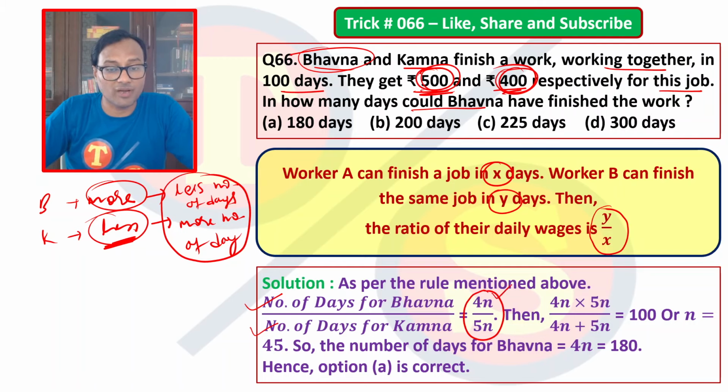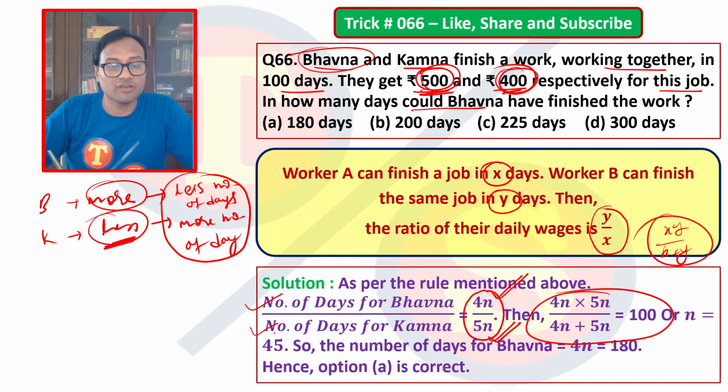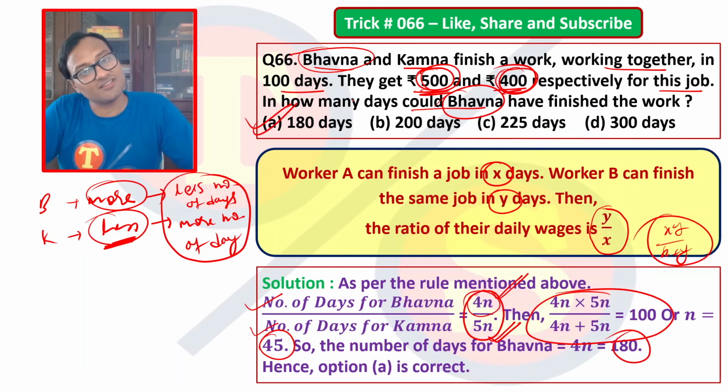So suppose for Bhavna it is 4n, for Kamna it is 5n. So now I know that in 4n days Bhavna can complete the work, and in 5n days Kamna can complete the work. Apply the formula. The formula was what? xy upon x plus y is the number of days taken by them to complete the job together. If you apply the formula and solve it, you will get the value of n. The value of n will be 45, and the number of days taken by Bhavna is 4n. So 45 into 4, the answer will be 180. That option is the correct answer.